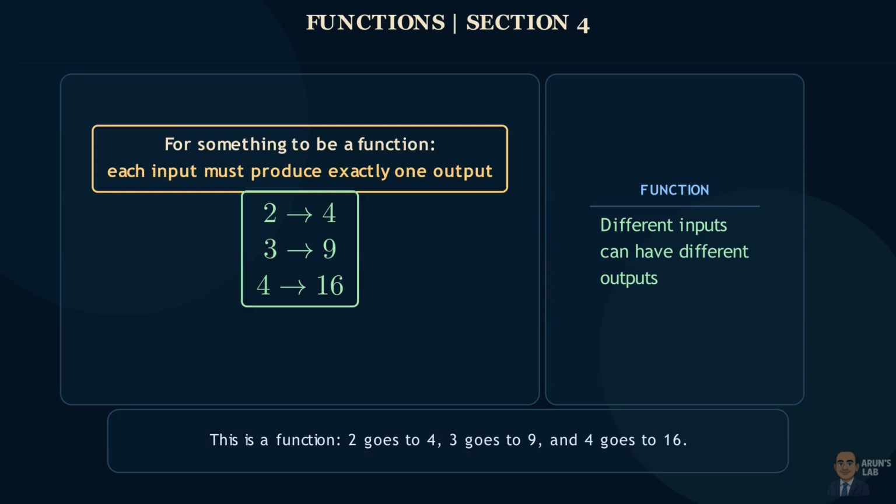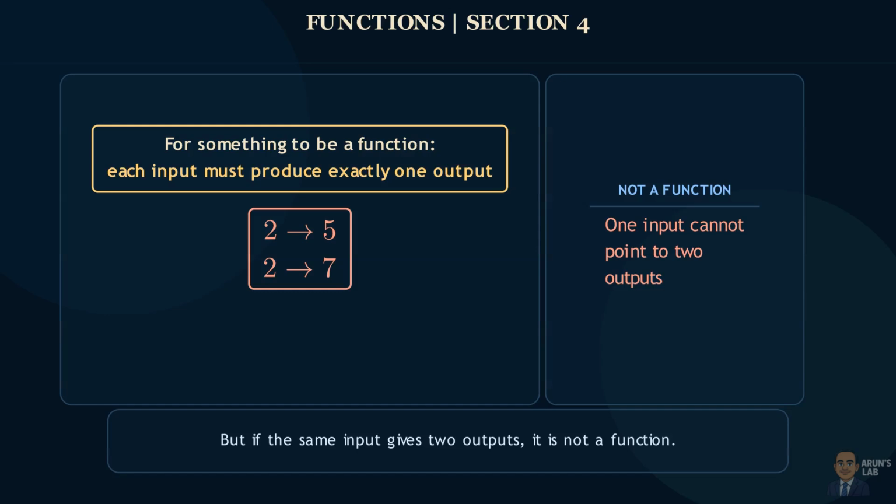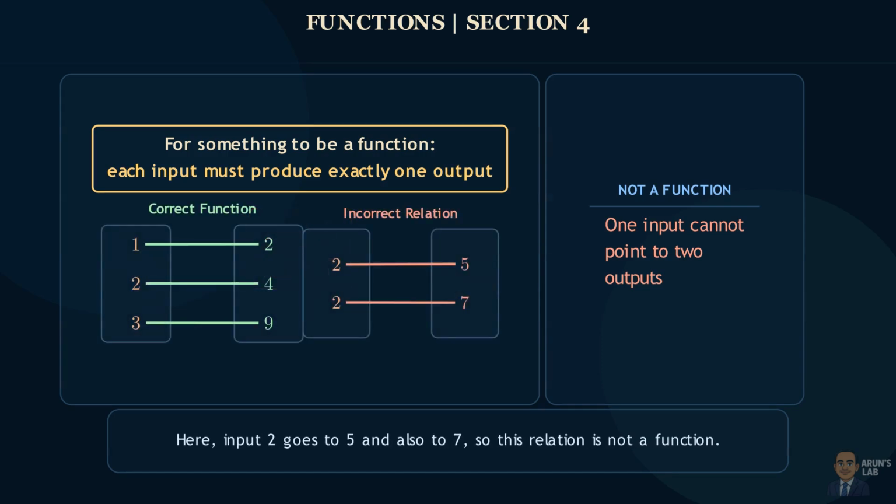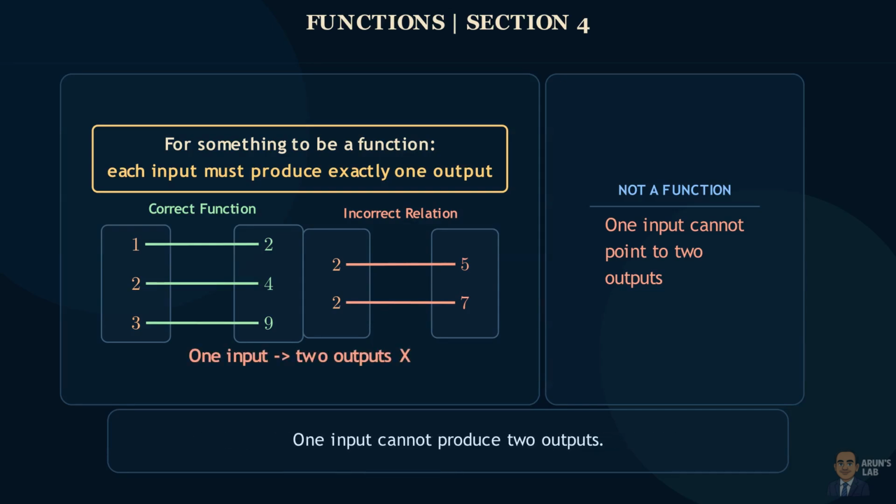But look at this situation. When we input 2, we got 5 as an output. Then again we input 2, we got another value, 7, as output. So the same input gives two different outputs. So this is not a function. A function has only one output corresponding to one input.